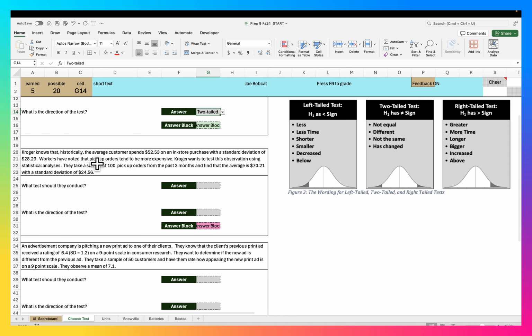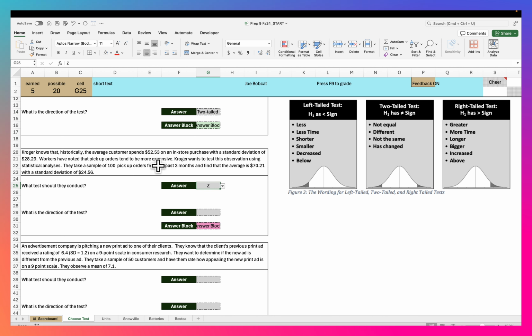All right, next one. Kroger knows that historically the average customer spends $52.53 on an in-store purchase with a standard deviation of 28.29. Okay, that's the population, right? Anything historic is the population. And we're given the standard deviation, so we immediately know this is a z-test.